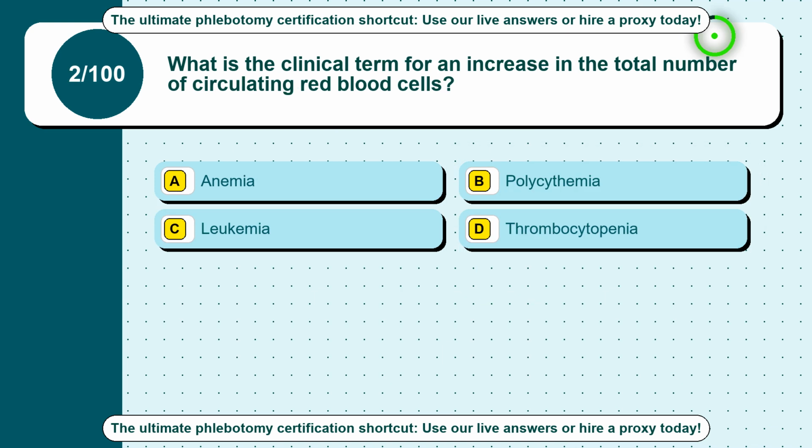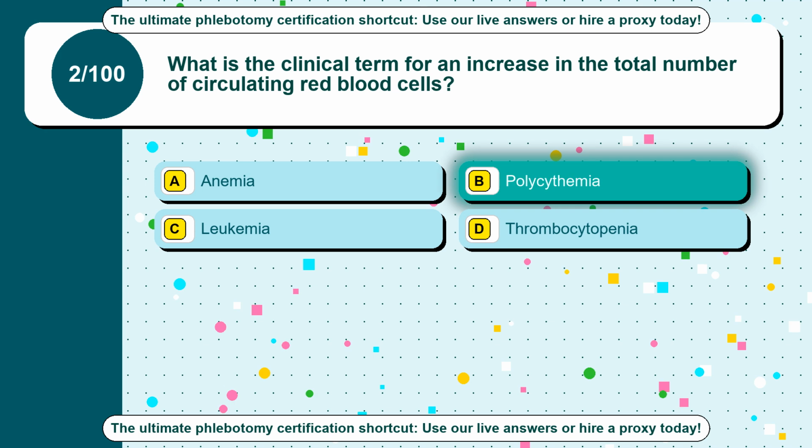Question 2. What is the clinical term for an increase in the total number of circulating red blood cells? Option A. Anemia. Option B. Polycythemia. Option C. Leukemia. Option D. Thrombocytopenia. The correct answer is option B.